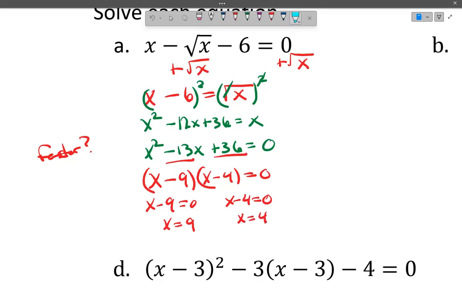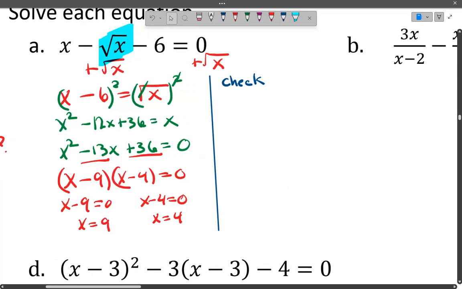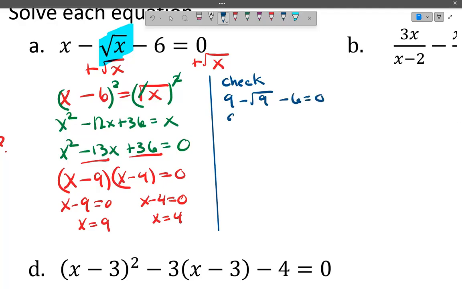Now, because the original problem had a radical in it, it is a radical equation, meaning that we could have extraneous solutions. So we have to check our final answer to make sure that we don't have any extraneous values. So we'll start with 9. 9 minus the square root of 9 minus 6 equals 0. So we have 9 minus 3 minus 6. That's 6 minus 6, and that equals 0. So we know that 9 is a solution.